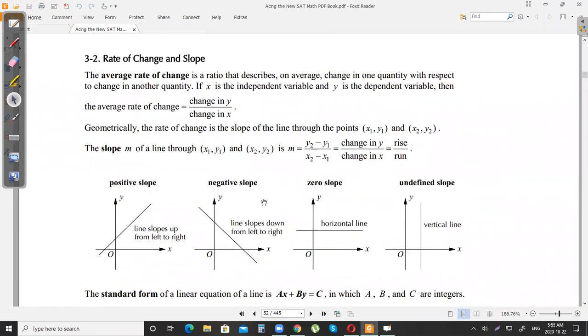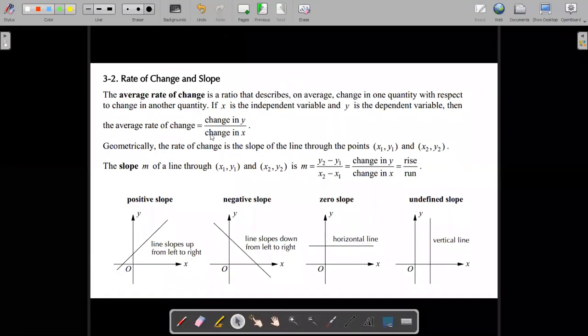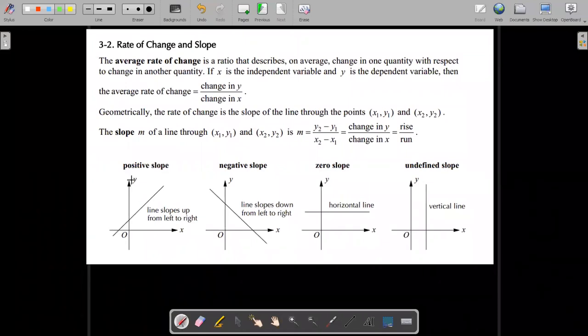So this thing which we have already done, that is rate of change and slope. Last time, when I was giving the introduction about the slope, I told you that the slope can be the change in the y-axis divided by the change in the x. That means it can be rise over run, which you already know. And the steeper the line, the greater the slope.